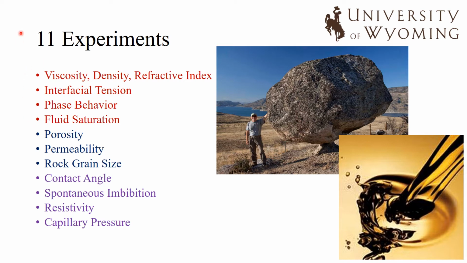So those are fluid properties, and then we'll also have experiments for rock properties, like the porosity of that rock, the permeability of that rock, the grain size of the minerals forming the rock, and then we have rock-fluid properties, where both the rock and fluid participate in that property. So we can measure the contact angle or wettability. We will do a spontaneous imbibition experiment, a resistivity experiment, and a capillary pressure experiment.